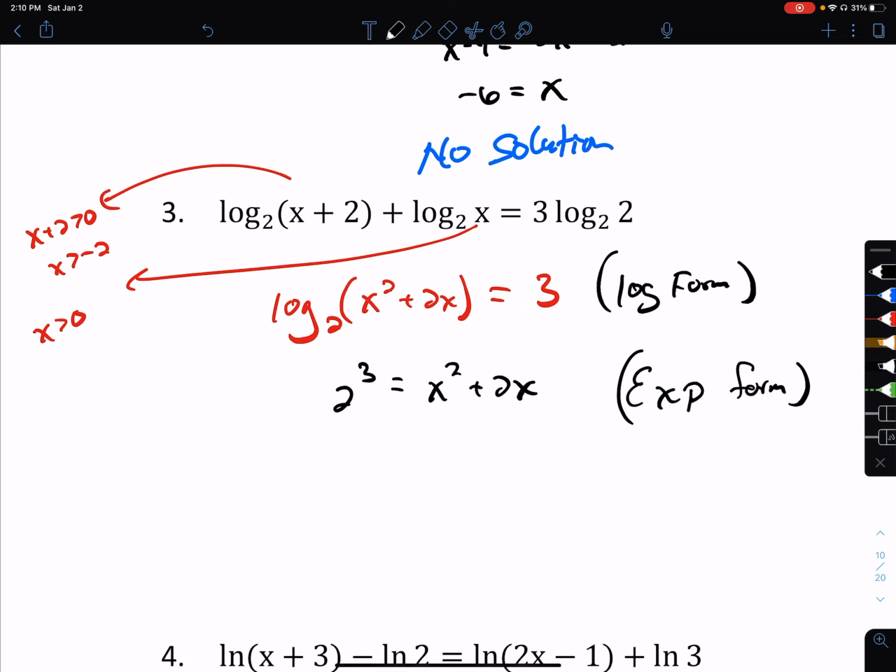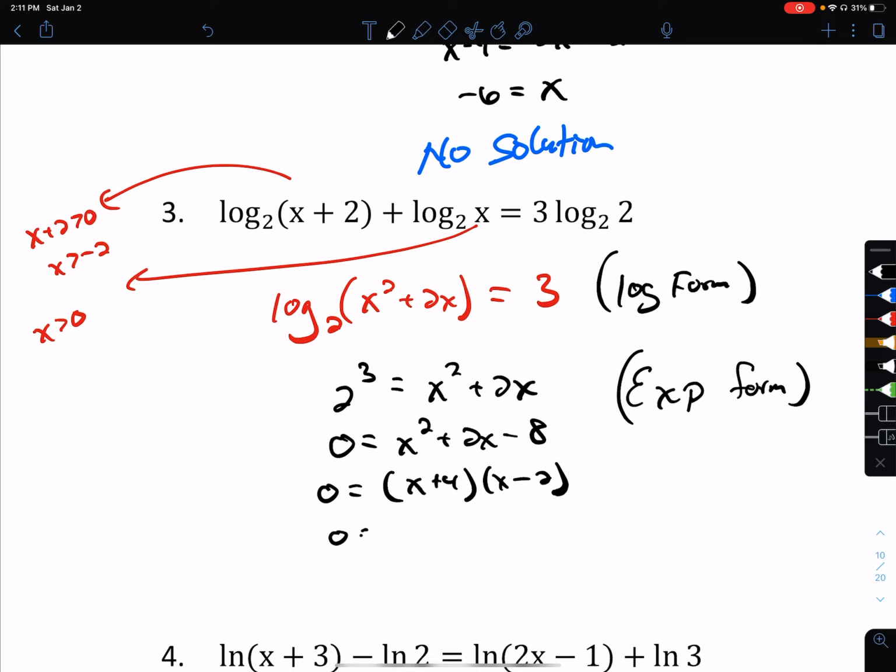Now we have no logarithms. We have no variables in the exponents. This is doable. 2 cubed is 8. I'm going to get all the terms on the same side so I can factor. Two things that multiply to get -8 and add to get +2. So this would be x plus 4 and x minus 2.